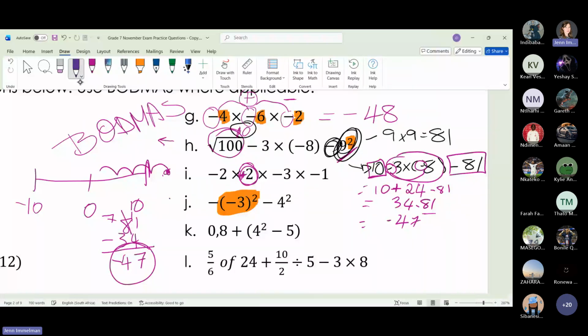Okay. So that means this negative is going to obviously stay. That means it'll be negative 3 times negative 3. A negative and a negative is a positive. 3 times 3 is 9. So this negative stays the same. And this is now replaced with a positive 9. Here, the 2 is next to the 4, meaning it only applies to the 4. So this will be 4 times 4, which is 16.